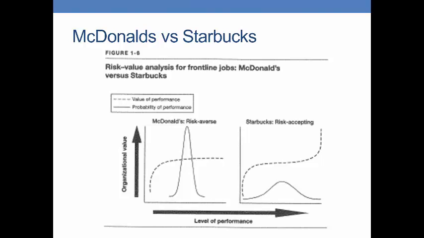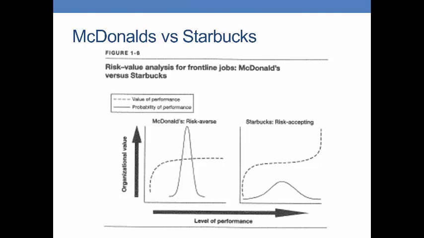These baristas are given a wide latitude in how they serve customers, and you can see this on the slide in terms of both companies. First, let's look at McDonald's. As you can see, they are risk averse. Their distribution of performance is steep, representing the high organisational value of their average performance level.